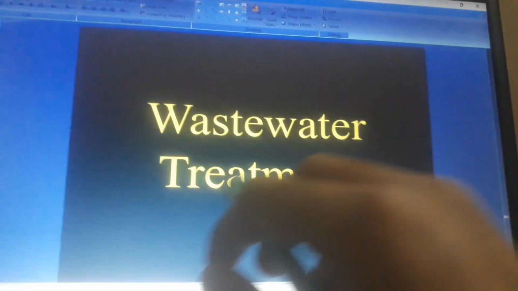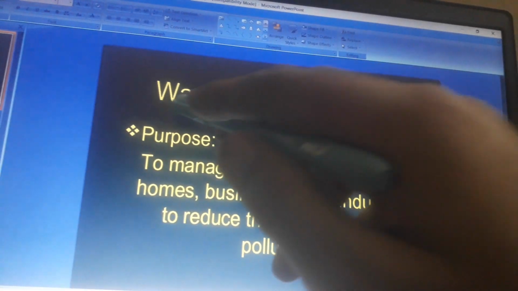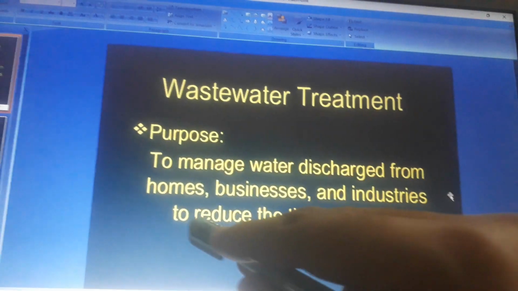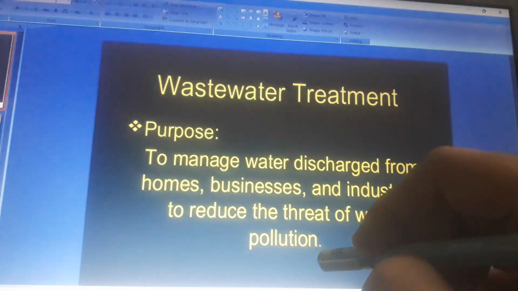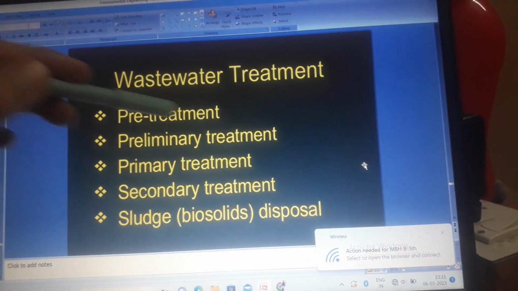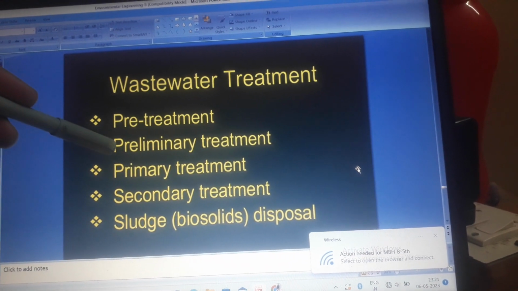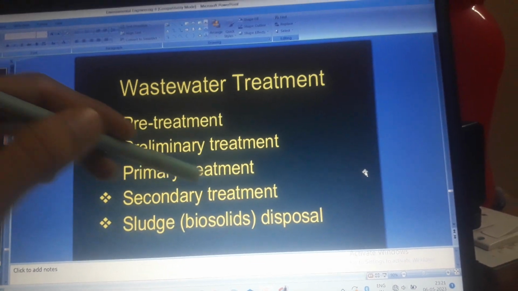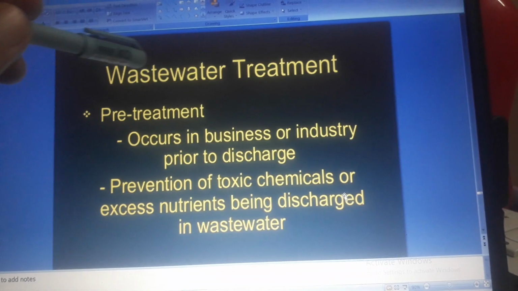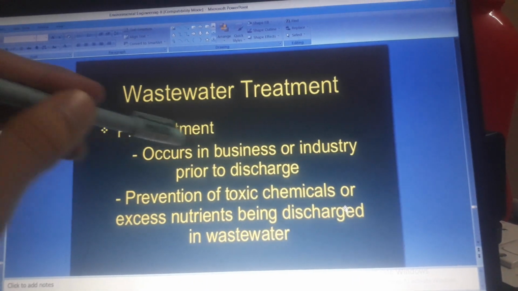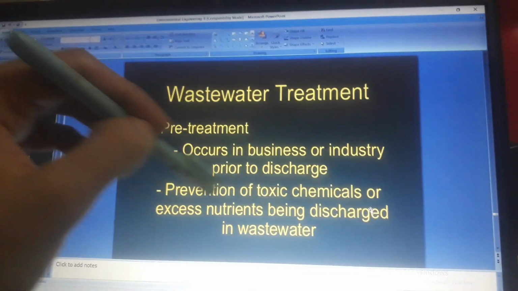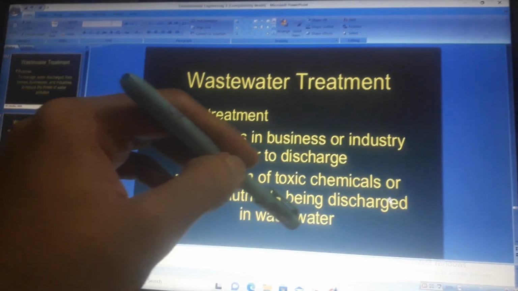Now, wastewater treatment. The purpose is to manage water discharge from homes, businesses and industries to reduce the threat of water pollution. The stages are: first, pre-treatment; second, preliminary treatment; third, primary treatment; fourth, secondary treatment; fifth, sludge biosolids disposal. Pre-treatment occurs in business or industry prior to discharge, to prevent toxic chemicals or excess nutrients from entering the wastewater.